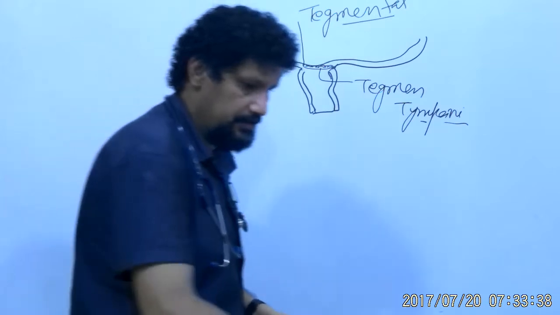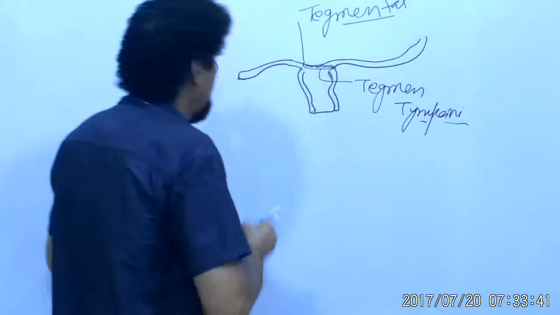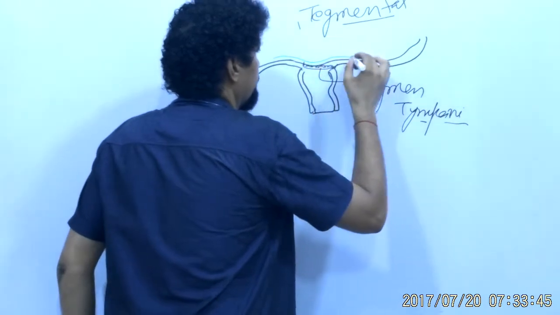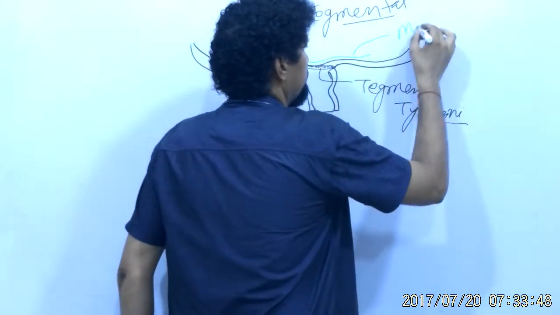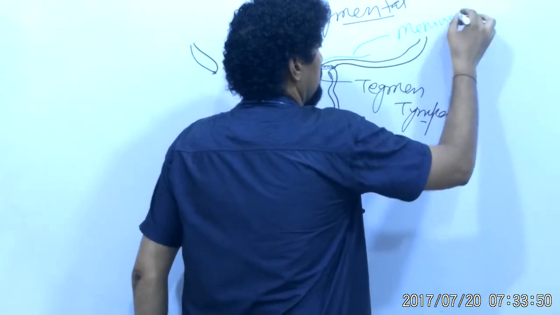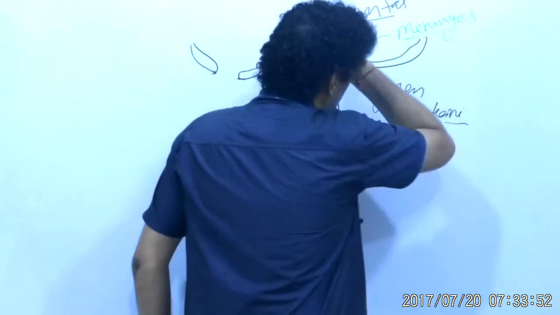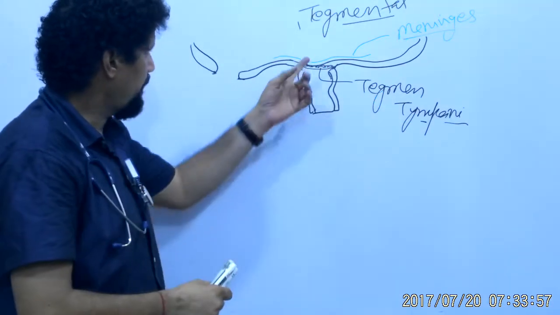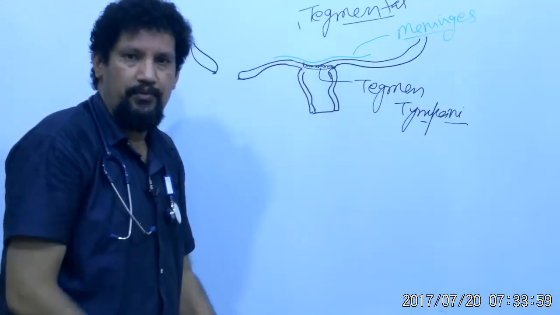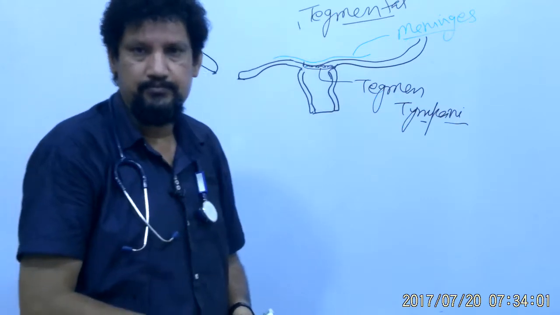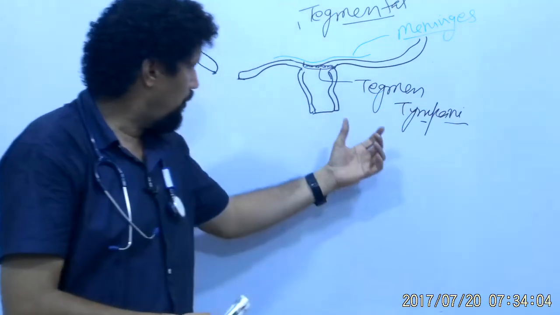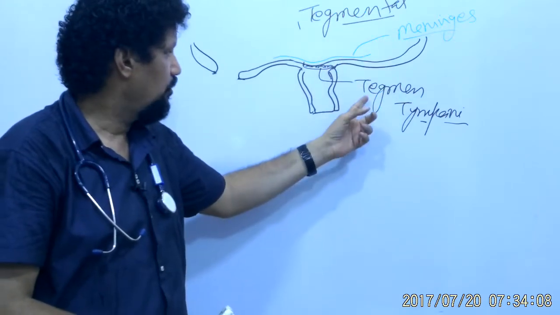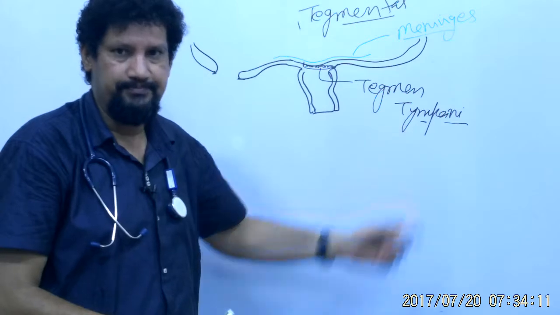So this is covered by the meninges, and above these meninges there is the temporal lobe of the cerebrum. So the roof or tegmental wall is formed by a thin plate known as tegmen tympani.